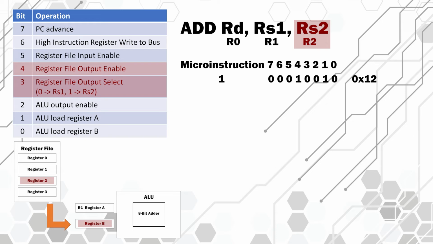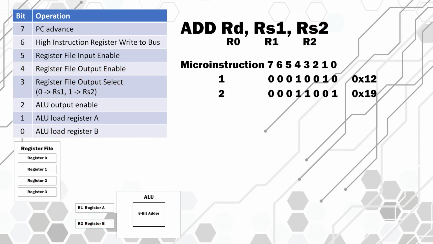This control signal is necessary since we have 2 possible source registers in our instruction string that we need to distinguish between. Now that the register file is writing RS2's value to the bus, we need the ALU to read that value and store it in register B. Hence, we need to turn on the ALU load register B control signal. Writing out the microinstruction, we need to set bits 0, 3, and 4 to 1. This means that our second microinstruction is 19 in hexadecimal.